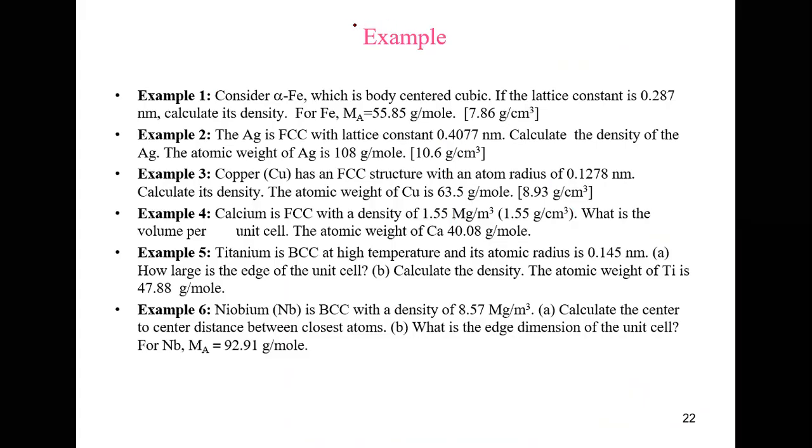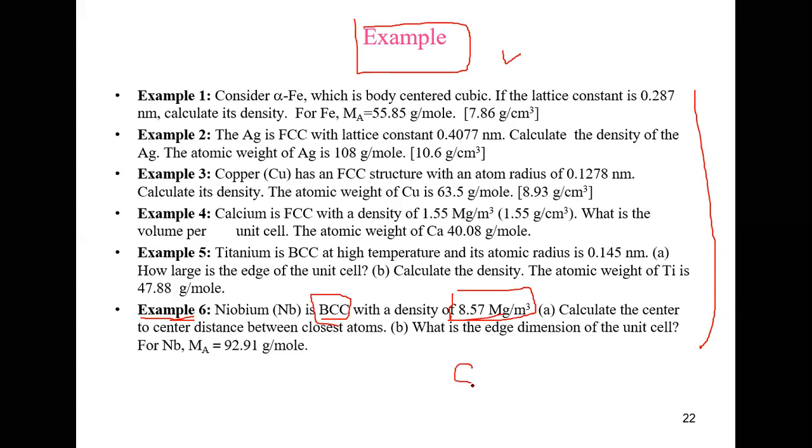And then some examples. So this will be homework. I hope you will be able to solve this problem by yourself. Let me discuss example number 6. Niobium crystal is BCC, and its density is 8.57 Mg per meter cube. You know, the capital M is mega. Mega means 8.57 into 10 to the power 6 gram per meter cube, which is basically 8.57 into 10 to the power 3 kg per meter cube. It's the same. Calculate the center to center distance between the closest atoms. So from this data, the density is given.